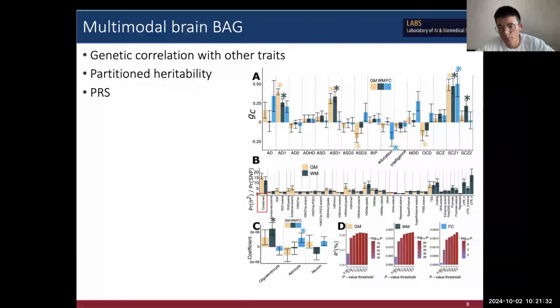and consistent with previous findings using imaging-derived phenotypes like brain region volumes. And the gray matter showed the highest incremental R square compared to white matter and FC, which is consistent with the overall genetic signals identified in the GWAS.